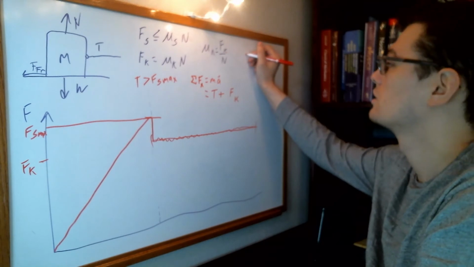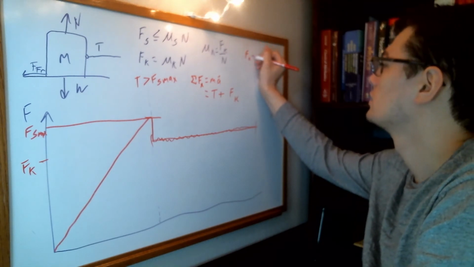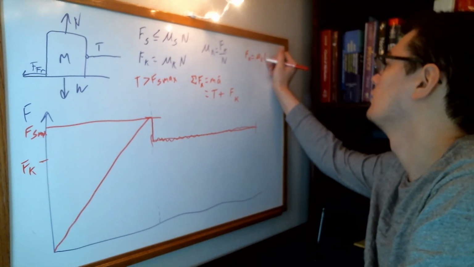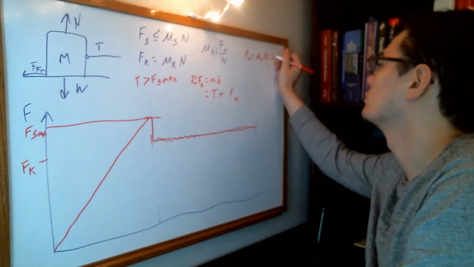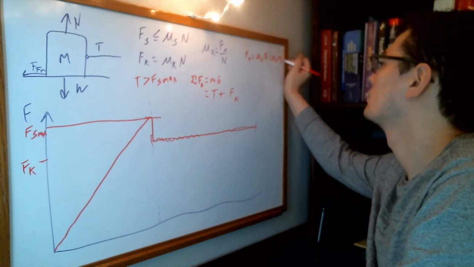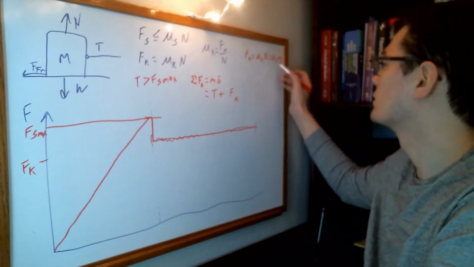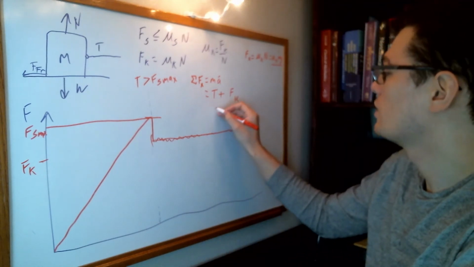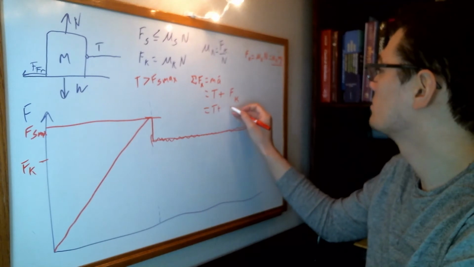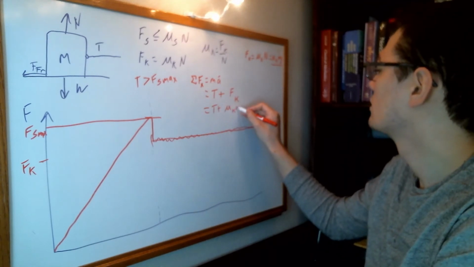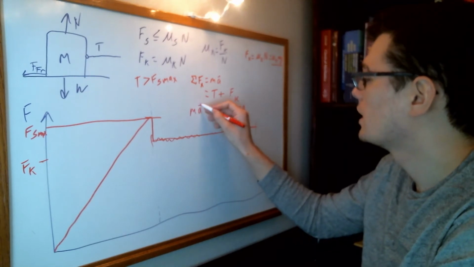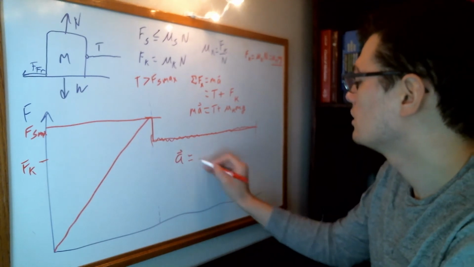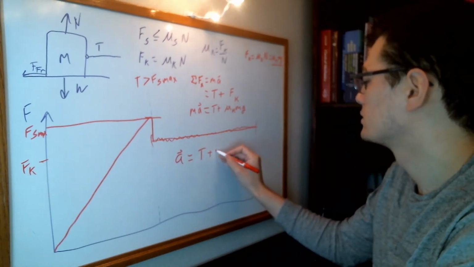In this case, Fk is equal to mu of k times n, where this is equal to mu of k mg. Now, that's probably a little difficult to see, but this is mu of k Fg, or mg. And so then we can plug that in here, and so then we'll have that T plus mu of k mg is equal to ma. And so then we can say that a is going to be equal to T plus mu of k.